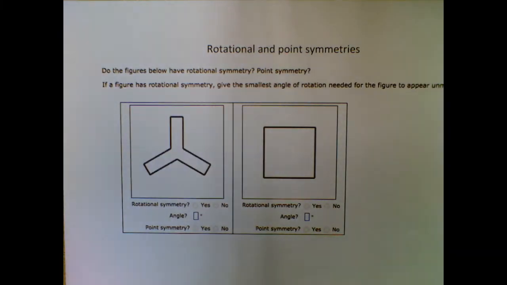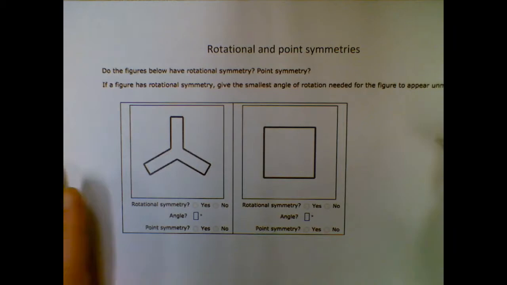Today we're going to be looking at the ALEKS topic, rotational and point symmetries. So, we're going to look at two things here. Rotational symmetry, which is when you rotate things, right? And then point symmetry. If it has rotational symmetry, give the smallest angle of rotation needed for the figure to appear unmoved.